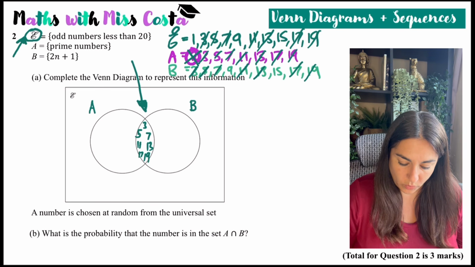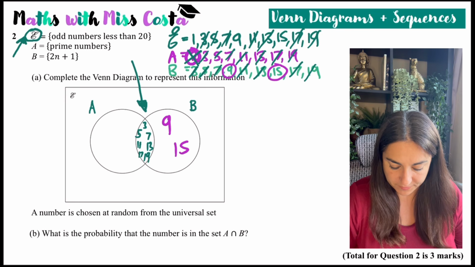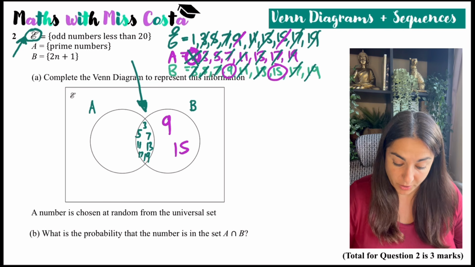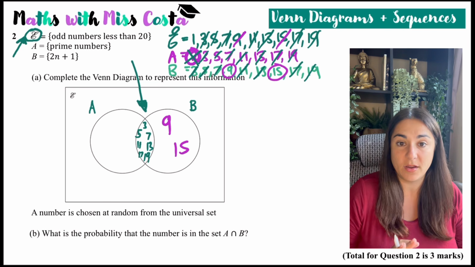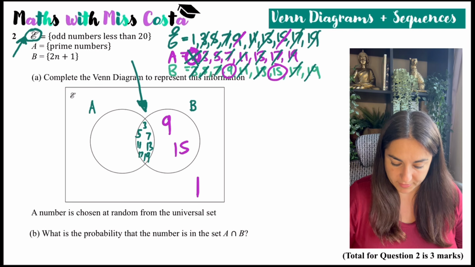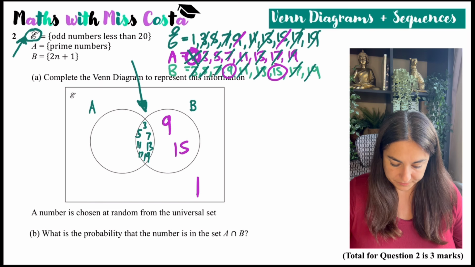So then we look at what is left in set B. So I've got 9 and 15. And then I can cross that out over here. And the only number that's left over, so anything that is not in A and not in B goes outside of the Venn diagram. So I'm going to put 1 over here. So that's how I'd complete that Venn diagram.